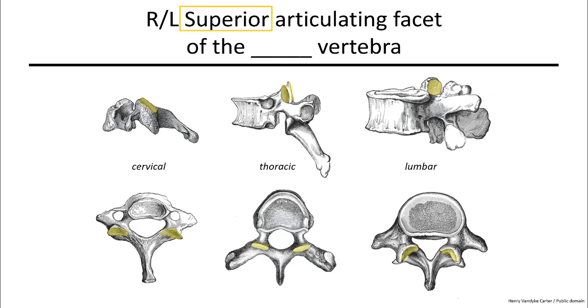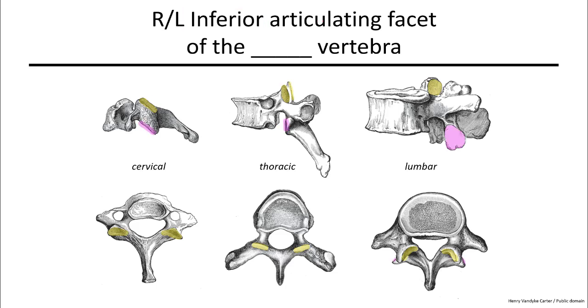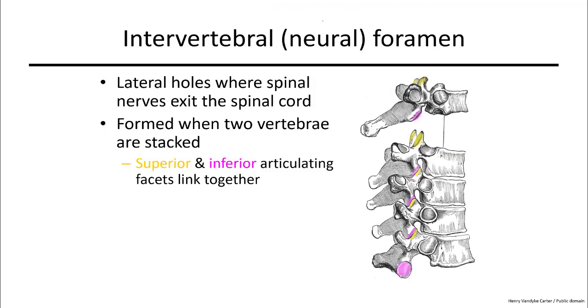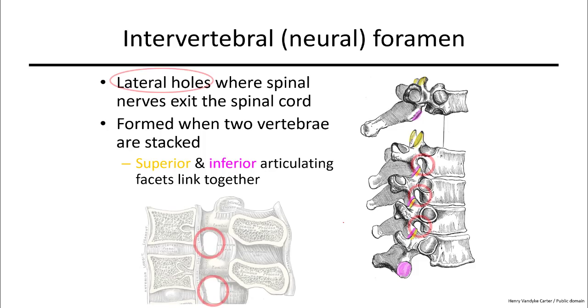This superior articulating facet here would actually bind to an inferior articulating facet of the adjacent vertebrae. So here we see the superior articulating facets and the inferior articulating facet of each of the vertebrae. So the intervertebral foramen, also known as the neural foramen, are holes laterally where spinal nerves will exit. You can see them right here, here, and here, and spinal nerves will be coming out to the body through them. These holes are formed when two vertebrae are stacked together, and you can see where the superior and inferior articulating facets are linked together.